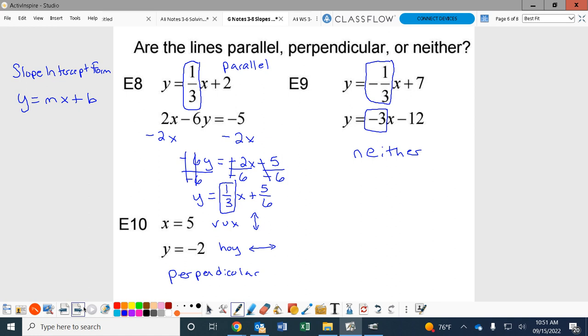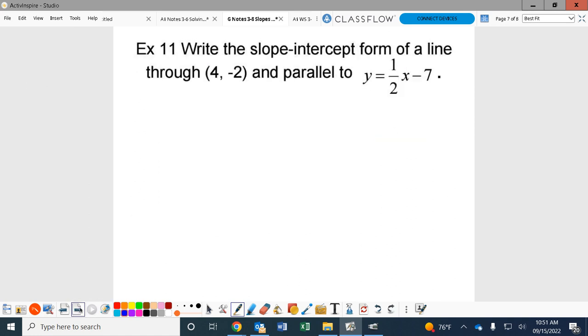This is something they ask every year on the EOC, so it's going to involve another form of an equation that you need to know. It was already mentioned. It's called point-slope form. Does anybody remember what it looks like? It's the long one.